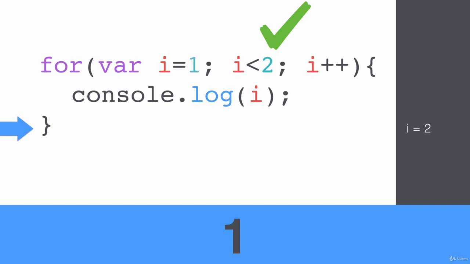And now the code loops back to run the for loop again. The first thing it does is check whether it should continue running the loop. Currently i is equal to 2. 2 is not less than 2. So the condition is not met, and the code exits the for loop and instead goes to the next line.